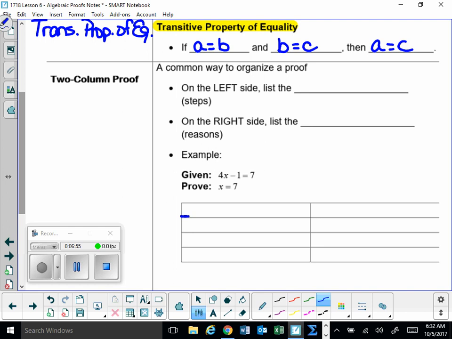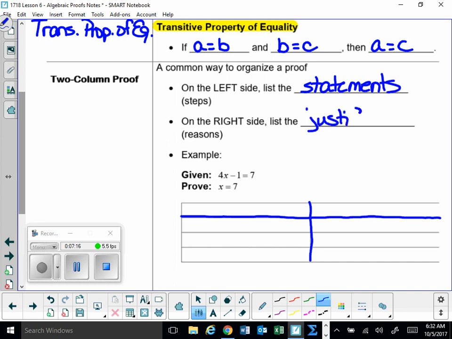Now, for your assignment, I've already drawn a nice table for you. But when you are given a blank space, what you need to do is draw it in this big T. On the left side, we're going to list our statements. And on the right side, we're going to list our justifications.